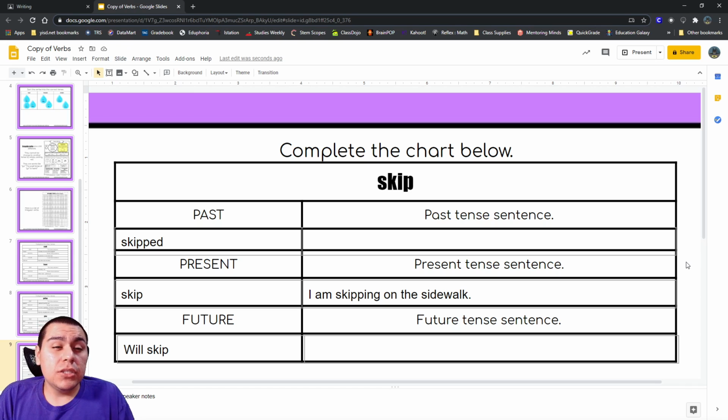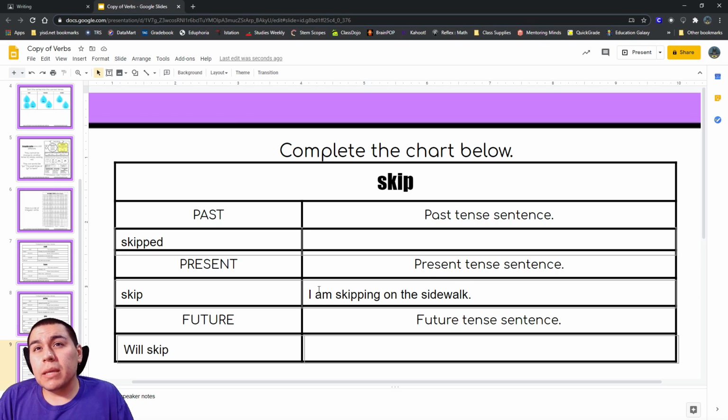Okay. Now I need a past tense or a future tense. Who can give me a past tense or a future tense sentence using skip? Violet, can you give me a past tense or a future tense? What do you have? I was skipping in the park.